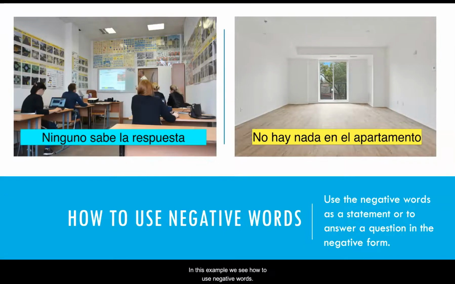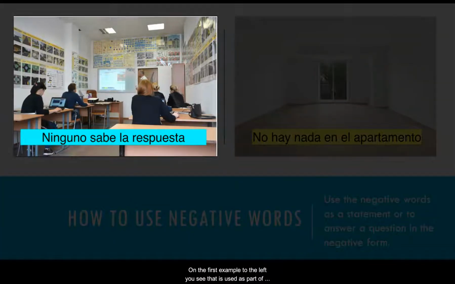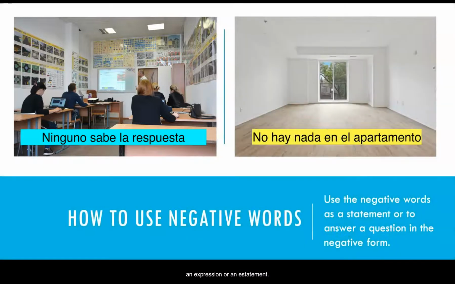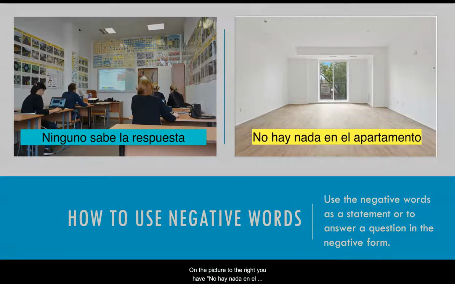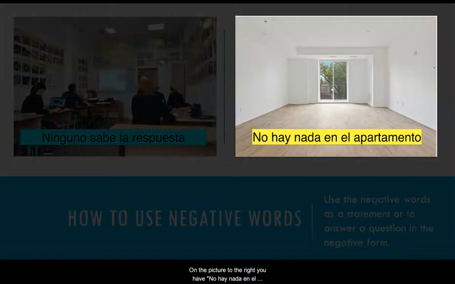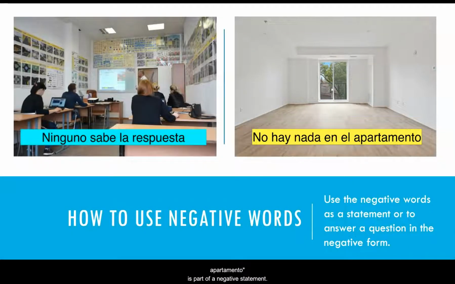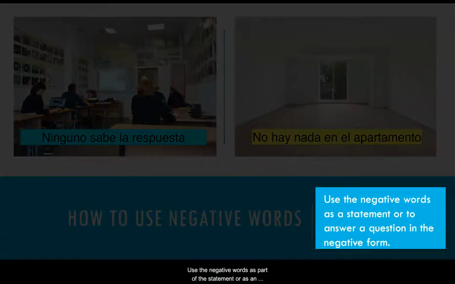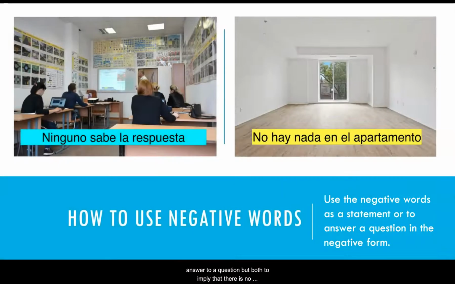In these examples, we see how to use negative words. On the first example to the left, you see that it is used as part of a statement. Ninguno sabe la respuesta. Nobody knows the answer. On the picture to the right, you have no hay nada en el apartamento. It's part of a negative statement. No, there's nothing in the apartment. Use the negative words as part of a statement or as an answer to a question, but both to imply that there is no existence of the person or the object you are referring to.